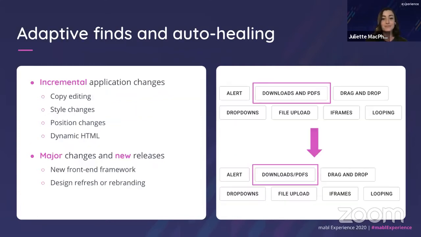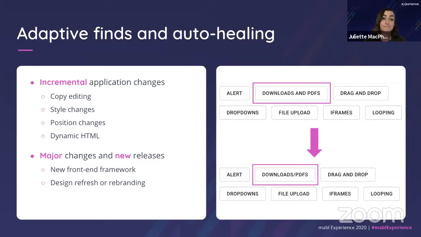So as we've discussed before, applications change over time, and some of those changes are small. For example, perhaps you make a simple copy change as shown on this slide. So here you can see a button simply changes from downloads and PDFs to downloads/PDFs. But some of those changes might be large. Perhaps your team decided to rewrite the entire underlying framework of your application. And unlike scripts, Mabl is continually updating what it knows, and it does so for every run of the cloud.